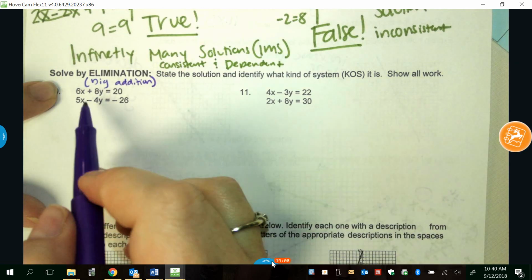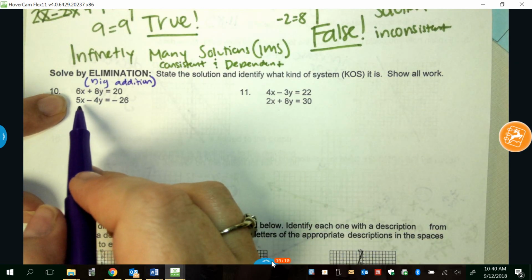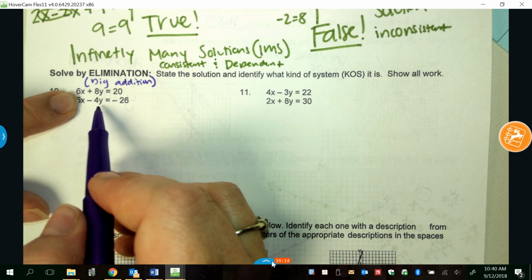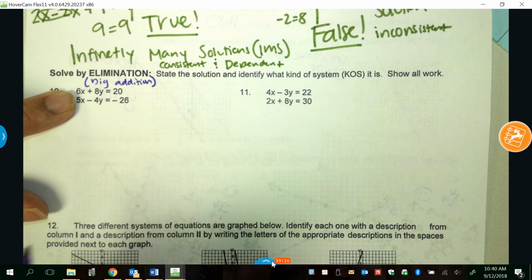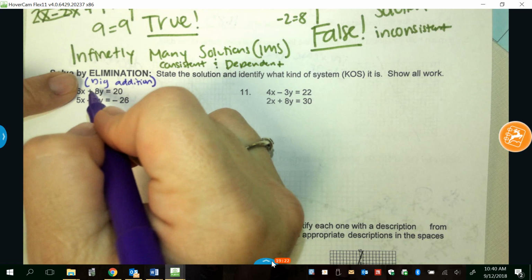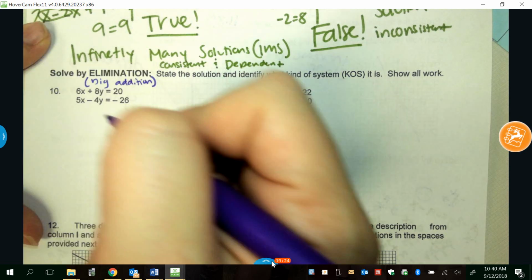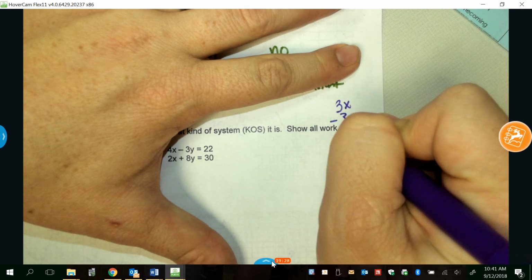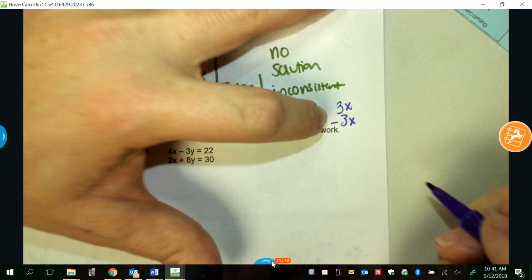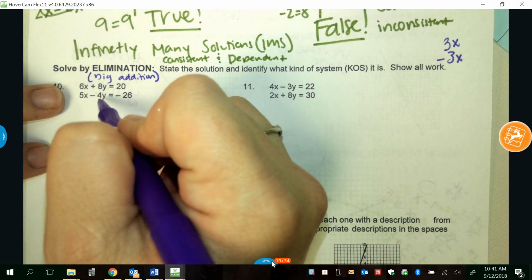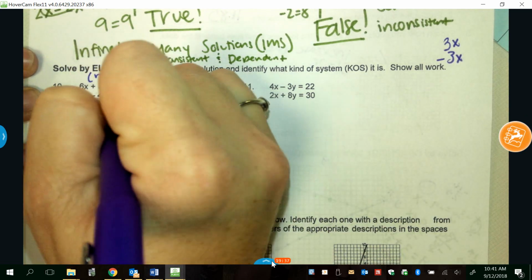Now, 6x and 5x do not cancel each other, so there's nothing to eliminate. 8y and negative 4y do not cancel each other, so we have nothing that eliminates. So we need to make something eliminate. I personally would eliminate the y's, because I already have a negative and a positive. Remember, an example of something that eliminates is like 3x and negative 3x. Same number, opposite sign. Okay?